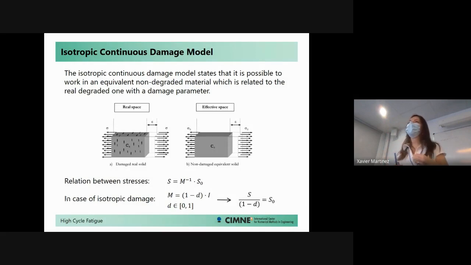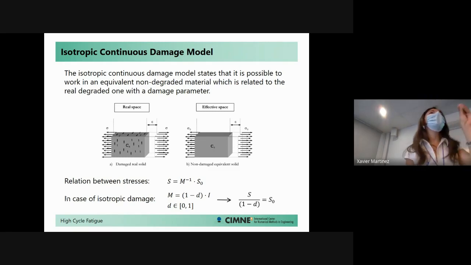So what actually happens? Well, in the real space, we have cracks in the microstructure of the material with coalescence, and then you will have a macro crack, which will propagate, etc., leading to failure. What happens inside the numerical model is you have an effective, non-damaged space, where all of these cracks inside a specific volume of the material are quantified inside the damage parameter.